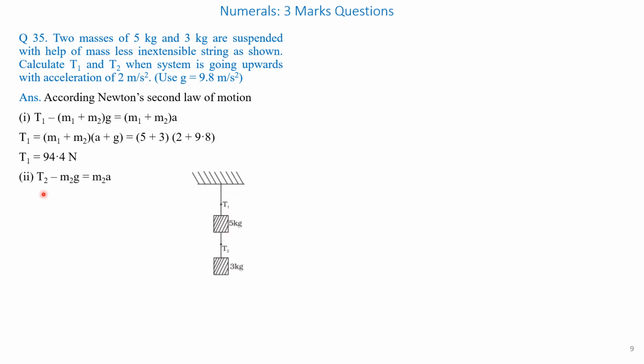From the second free body diagram, we get T2 minus M2g equals M2 into a. That is, T2 equals M2 into (a plus g). So substituting, we get the tension T2 equals 3, M2 is 3 kg, into a is 2 meters per second square plus 9.8. So we get T2 is equal to 35.4 newtons.